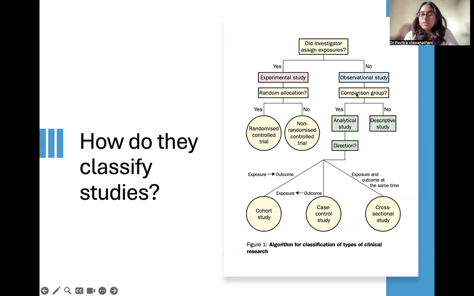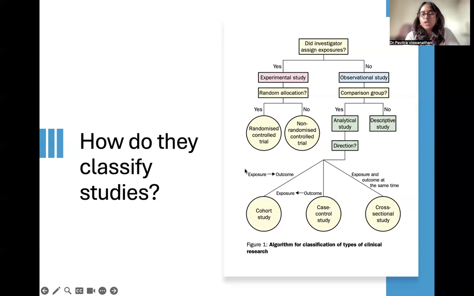Whether you have a comparison group or not will be the next question to ask. If you do not have a comparison group, then it becomes a descriptive study. When you have a comparison group, it becomes an analytical study. All right, so which direction is this analytical study going? Is it going from outcome to exposure or exposure to outcome, or are both there at the same time? You are just studying the population at a point in time.